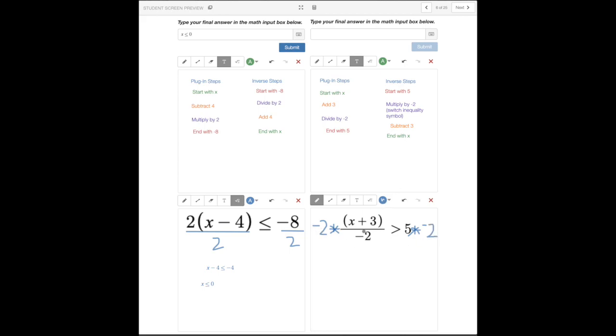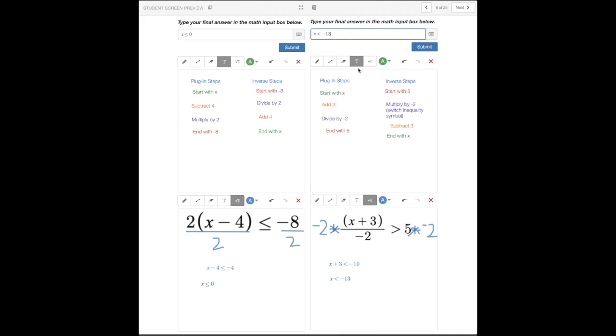All right, so these two are going to cancel. I have x plus 3, and in this step it says switch the inequality symbol. So I'm going to switch it from greater than to less than. Then 5 times negative 2 is negative 10. And then I'm going to subtract 3 from both sides. When I do that, I get x on this side by itself, and then I get negative 13. Negative 10 minus 3 is negative 13. Okay, cool. So here, x is less than negative 13.